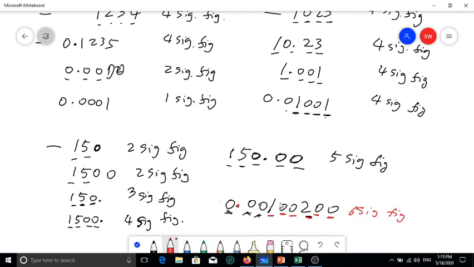Again, trailing zeros are only significant when you have a decimal point anywhere in the number, or they're not significant without the decimal point. This is how you count sig figs.